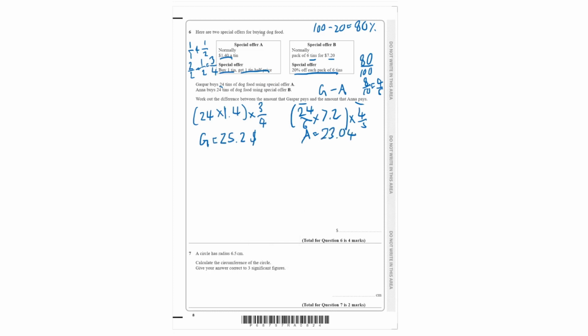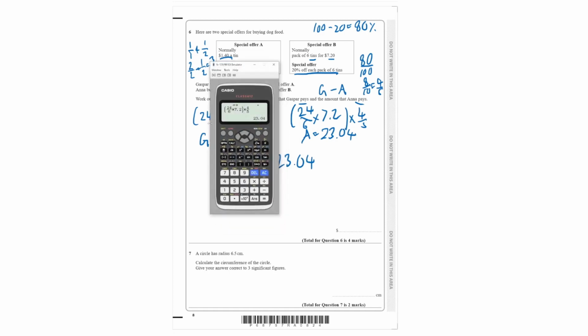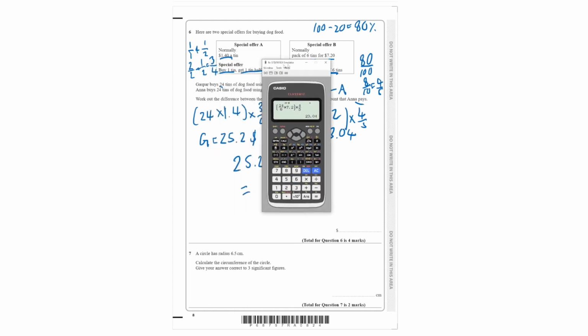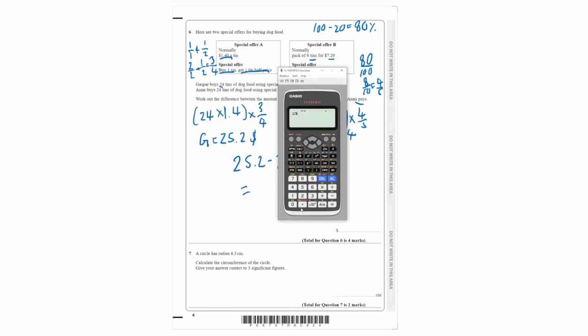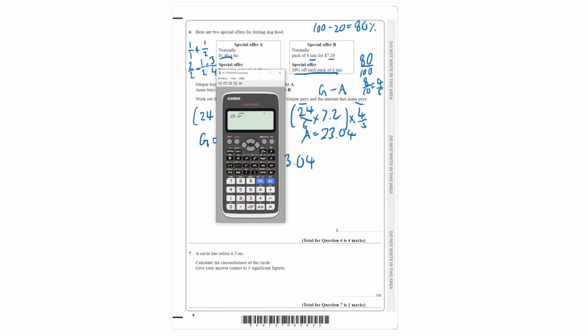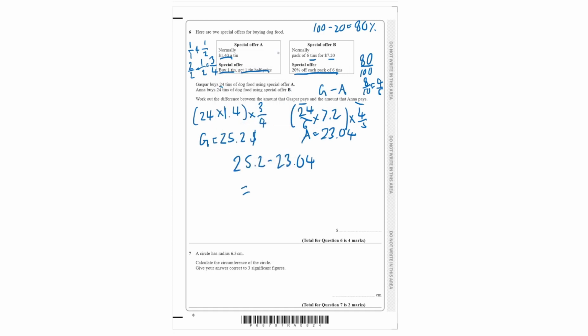23.04. And it says to find the difference between the amount that Gaspar pays and the amount that Anna pays. So we simply have to subtract Gaspar's amount, 25.2, minus Anna's amount, which is 23.04. And we can use our calculator here as 25.2 minus 23.04, which gives us $2.16.